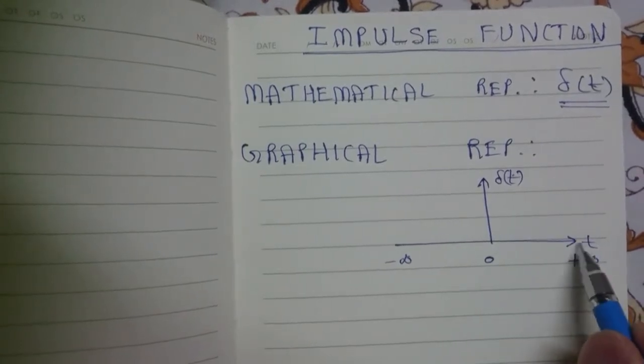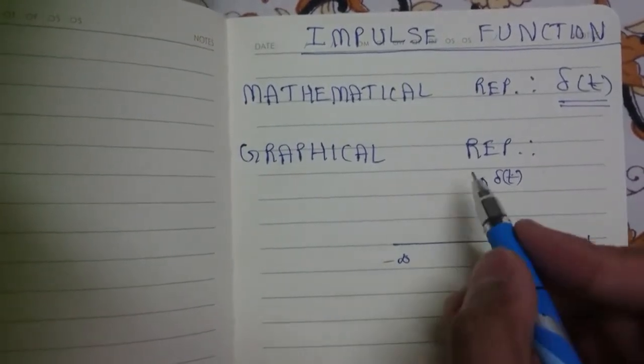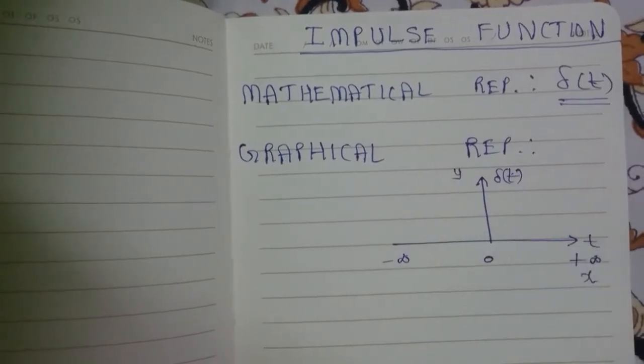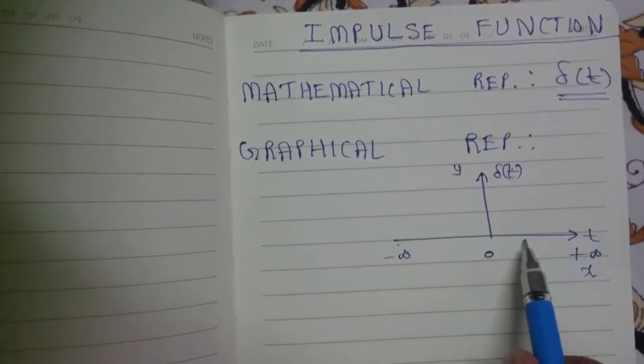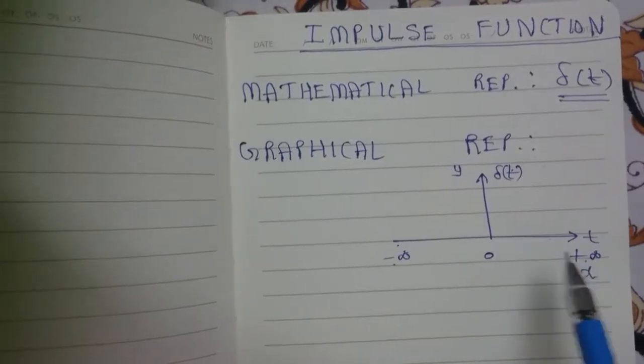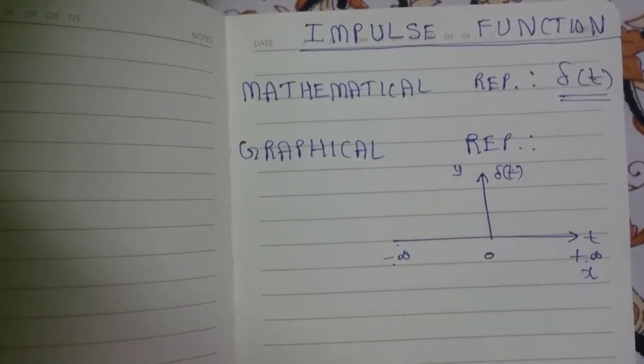function. So the x-axis is the time axis, y-axis is the amplitude axis, that is for different instants of time from minus infinite to plus infinite amplitude is plotted. So this will be your impulse function.